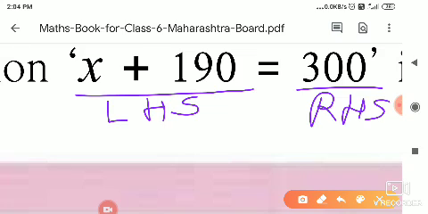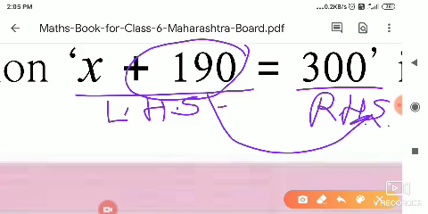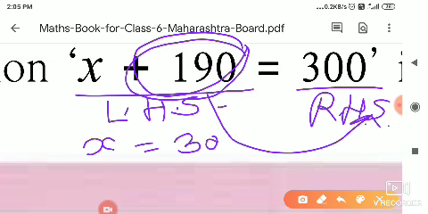Okay. Now LHS and RHS: in short, LHS means left hand side and RHS means right hand side. If a number is positive on the LHS and we have to change its position to the RHS of the equation, it goes there as negative. Means 190 is positive here, so x is equal to 300 minus 190. Okay. In that way, we have to check whether the number is for addition or subtraction, take its additive inverse, and move the number to the RHS of the equation.